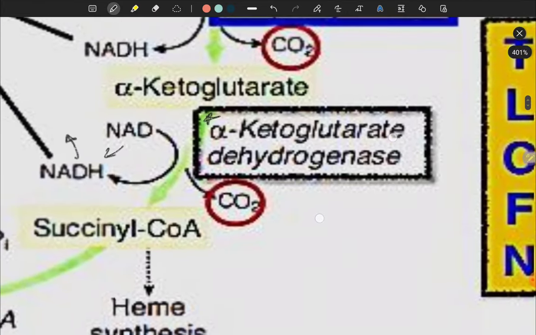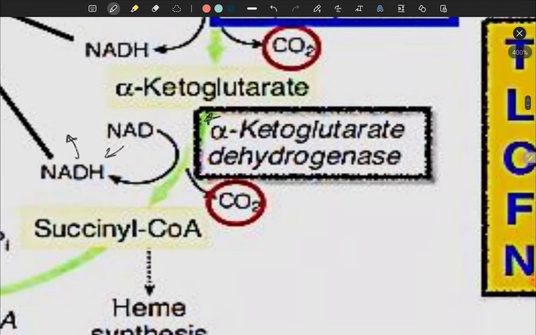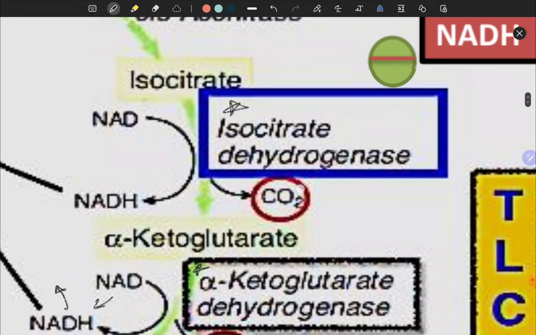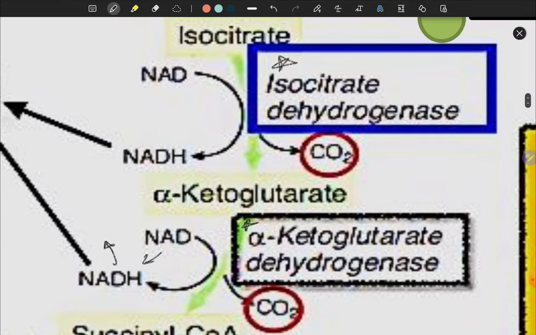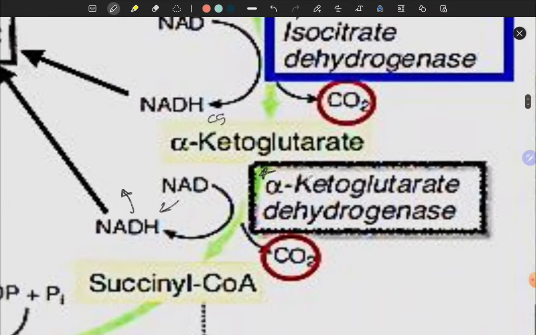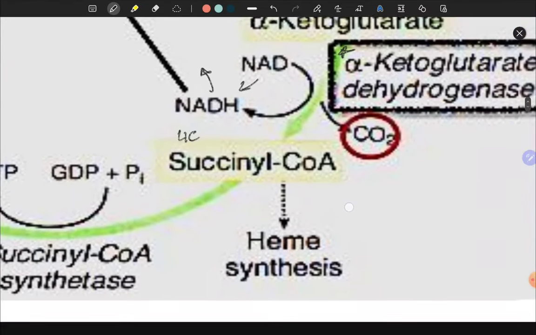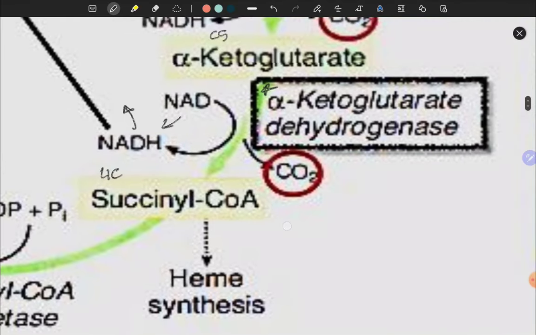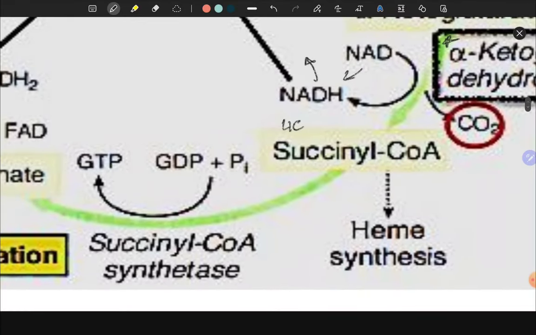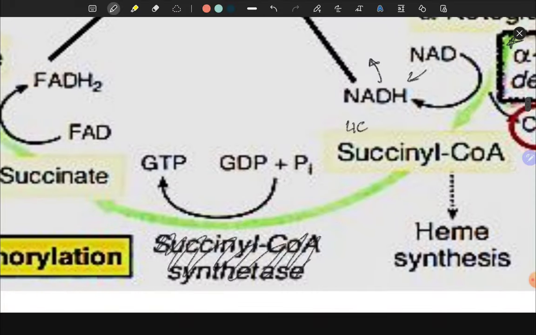Okay? So till now we have 6-carbon isocitrate converted to 5-carbon alpha-ketoglutarate, releasing CO2, then to 4-carbon succinyl-CoA. The 4-carbon succinyl-CoA will convert to succinate, and it will convert GDP to GTP. GTP is the equivalent of ATP, because the GTP is equal to ATP in the amount of energy. So we can just name it as 1 ATP being generated.